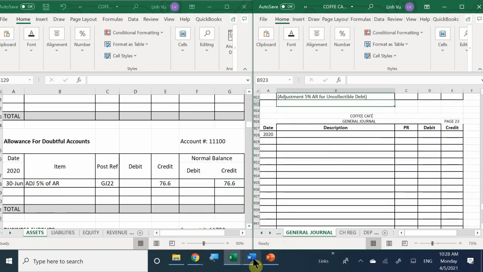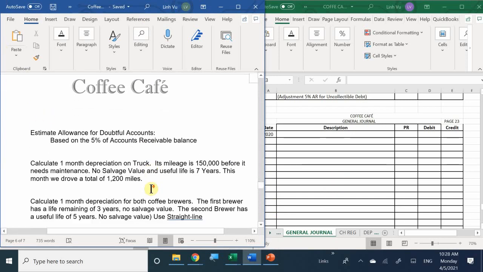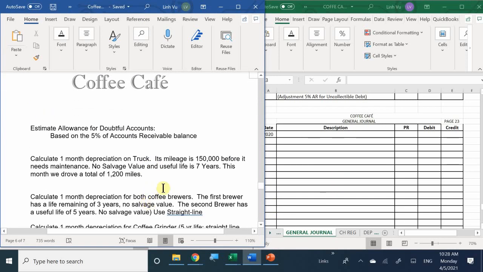All right, let's go ahead and see what happened next. Here it says calculate 1 month depreciation on the truck. Its mileage is going to be 150,000 miles before it needs to get maintenance. No salvage value, and useful life is 7 years.